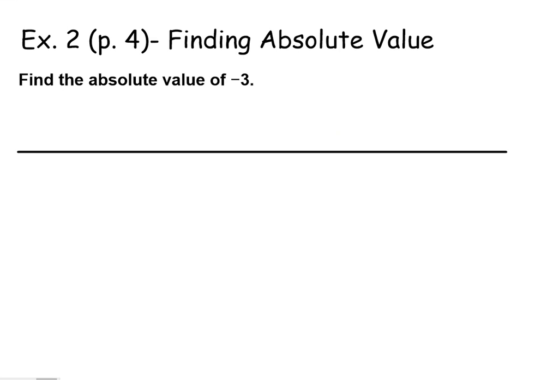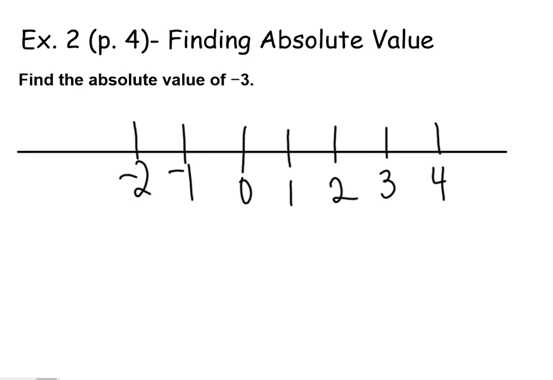For example 2, we're still finding the absolute value. This time we're finding the absolute value of -3. So to start, let's go ahead and graph -3 on the number line. Here's 0. Remember, to the right of 0 is positive, so you have +1, +2, +3, and +4. To the left of 0 is negative. So we go -1, -2, -3, and -4. Now I'm going to graph -3 on the number line. So I put a solid dot here above -3.